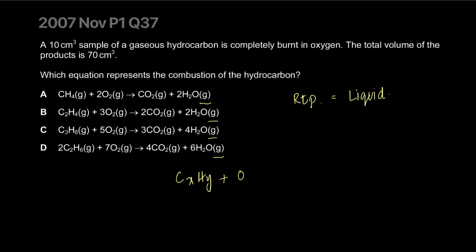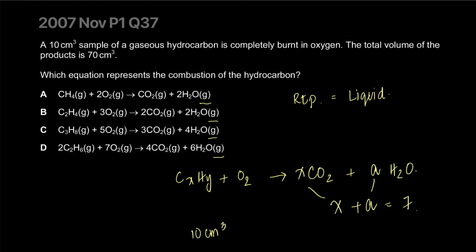CxHy reacts with oxygen to produce some amount of carbon dioxide, and I've already used y over here, I don't want to use that, so let's go with a amounts of H2O. So essentially x plus a, the sum of these two values, needs to be 7, because that would imply 10 centimeter cube will produce a total amount of products which is 70 centimeter cube. Looking at the options, I'm looking at 3 and 4 being a sum of 7 where there is a 1 over here. So this is the correct answer, so to speak.